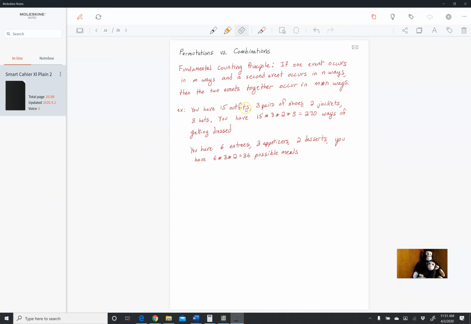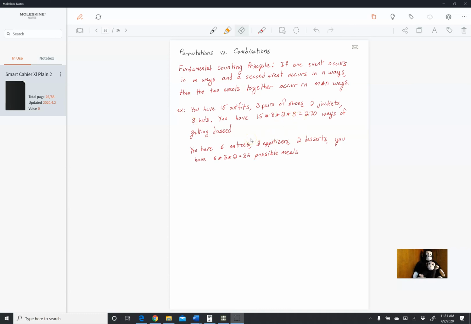Okay, and so what we're saying is that for each outfit, there are 3 different pairs of shoes that each outfit can be paired with, and that would give you 45 different possibilities there. And then for each of those 45 possibilities, there are 2 different jackets that could be paired with each one, and that would give you 90 possibilities. And then for each of those 90 different combinations, you would have 3 hats that could be paired with each of those. So that's where you get this 270 from.